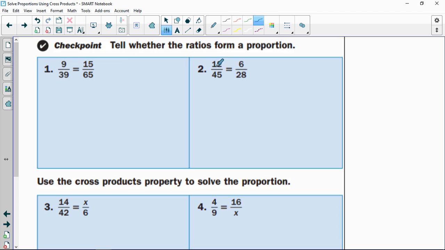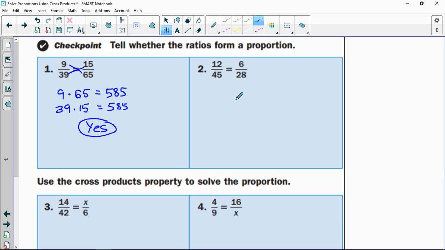So try these two on your own. Does number 1 form a proportion? Well, 9 times 65 and 39 times 15 are the cross products we're looking at. So 9 times 65 is 585, and 39 times 15 is 585. The two cross products are equal. This is a yes.